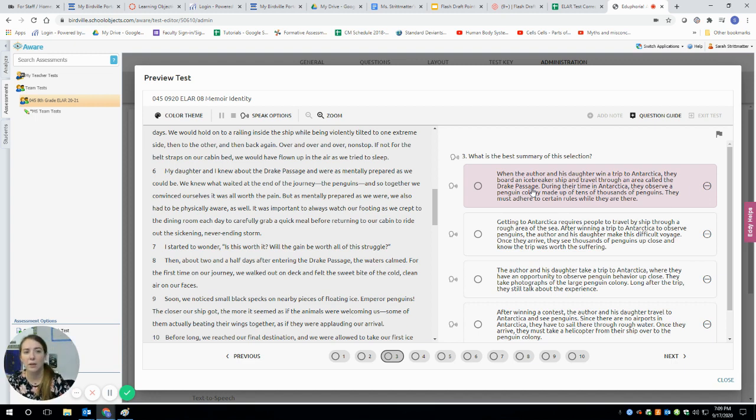So there's your beginning. During their time in Antarctica, they observe a penguin colony made up of tens of thousands of penguins. There's your middle. They must adhere to certain rules while they are there. There's your middle. There's no end there about their experience, so it can't be A.